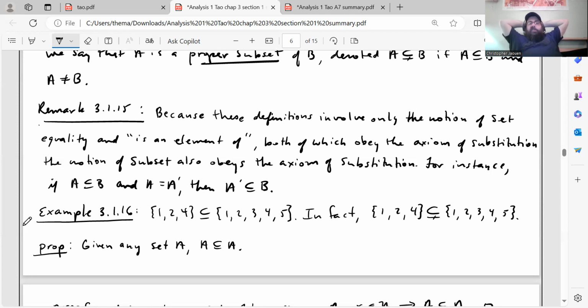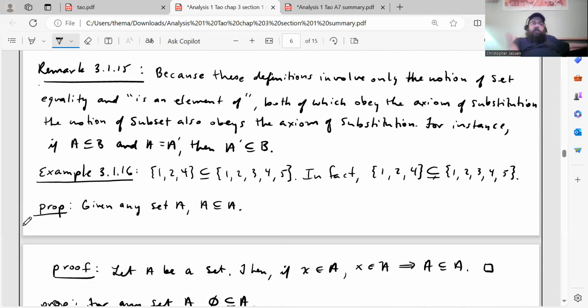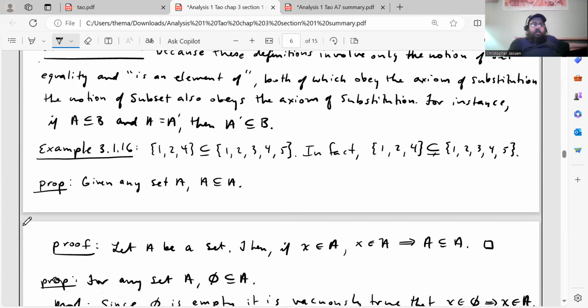Because these definitions involve only the notion of set equality and "is an element of", both of which obey the axiom of substitution, the notion of subset also obeys the axiom of substitution, meaning it's well defined. For instance, if A is a subset of B and A is equal to A prime, then A prime is a subset of B, and he illustrates that with an example here. I won't belabor that. You could look at the example.